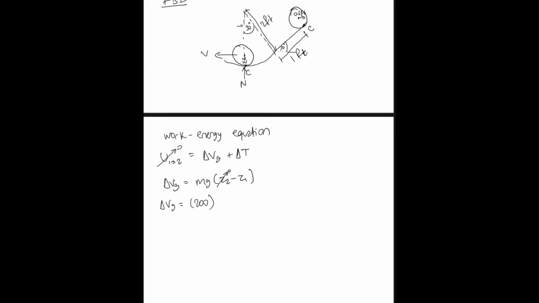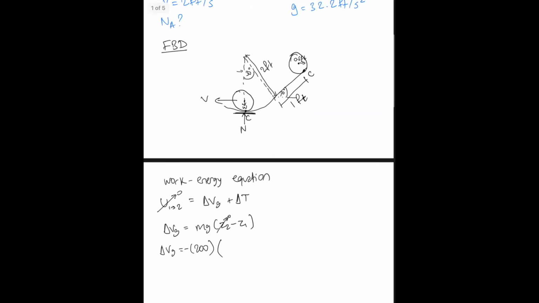And when we plug in our known values, mg is equal to 200, and our z2 is going to be equal to 0 because it's going to be laying at the bottom of the incline, so it's going to be 0. And since z1 is the only one we're considering, it's going to be negative.